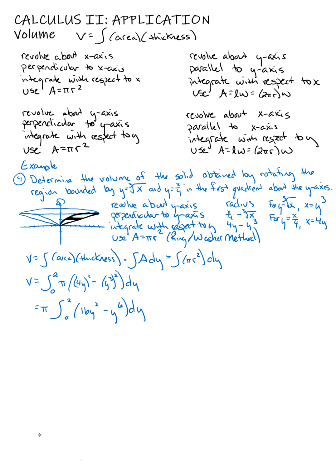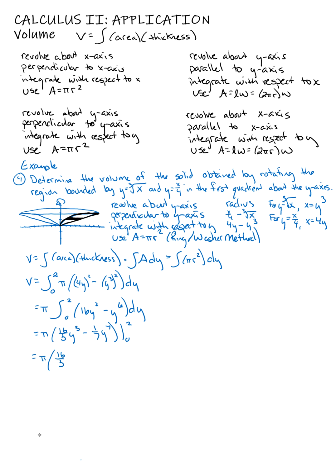And we love to integrate polynomials. Make sure you're integrating, not differentiating. Often I see people go the wrong direction with that. So if we integrate 16y squared, we get 16 over 3 y cubed. Integrating y to the 6th, we get 1/7 y to the 7th. We're going to evaluate this from 0 to 2.